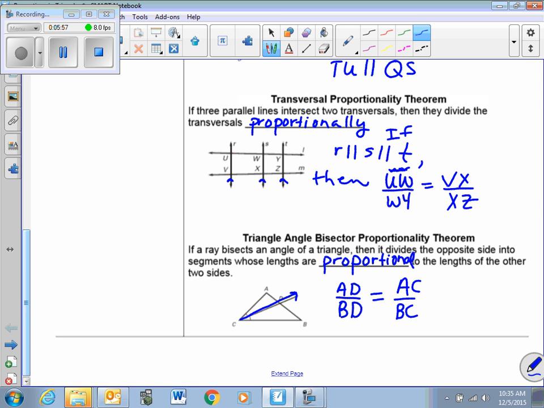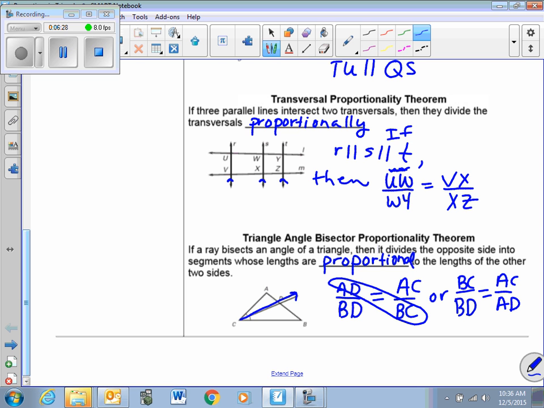Alright, and could I write this proportion another way? Of course I could, because you remember some of the properties of ratio says that I can switch my means and extremes. So I could write it this way. I could say that BC is to BD as AC is to AD. Just remember, as long as your cross product comes out the same, you know you still got a good proportion.